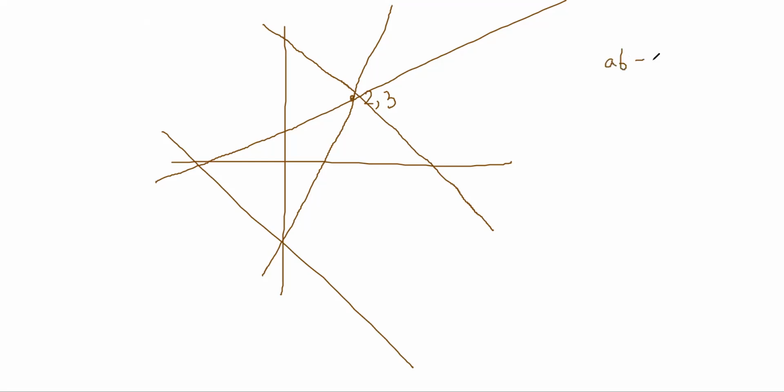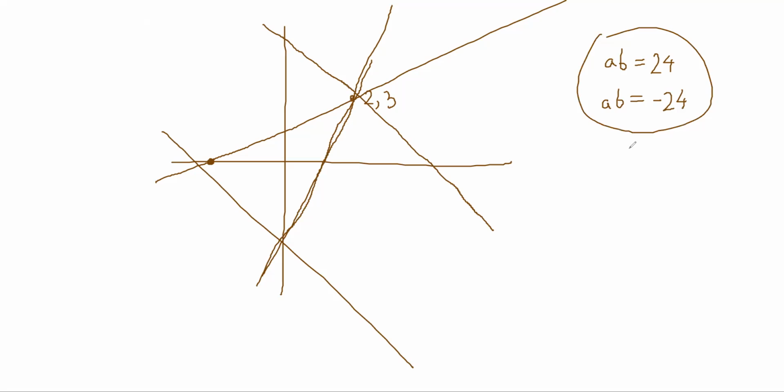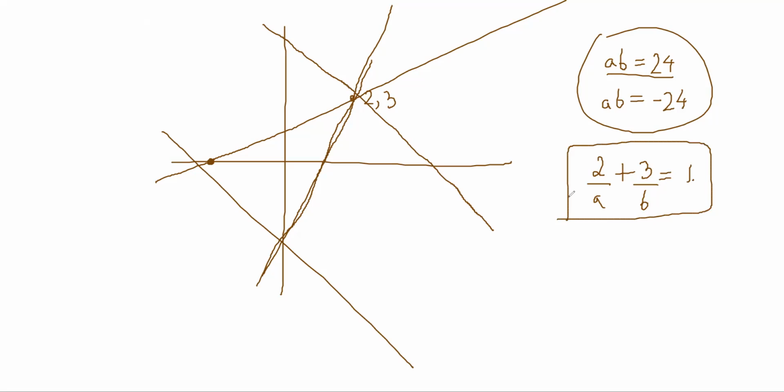So ab could be 24. ab could be minus 24 in two different ways, like this or like this, right? Then also the area will be 12 only. So there are multiple possibilities now. You also have to satisfy 2/a + 3/b = 1. So 4 and 6 fit, right?